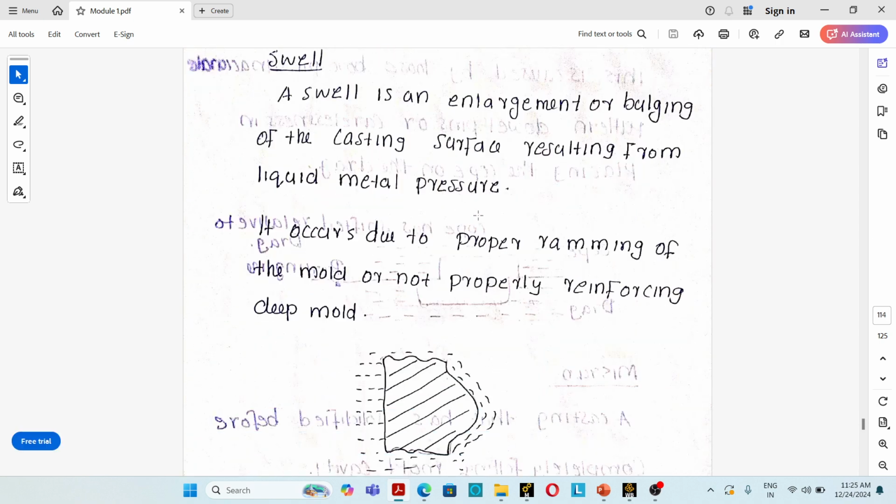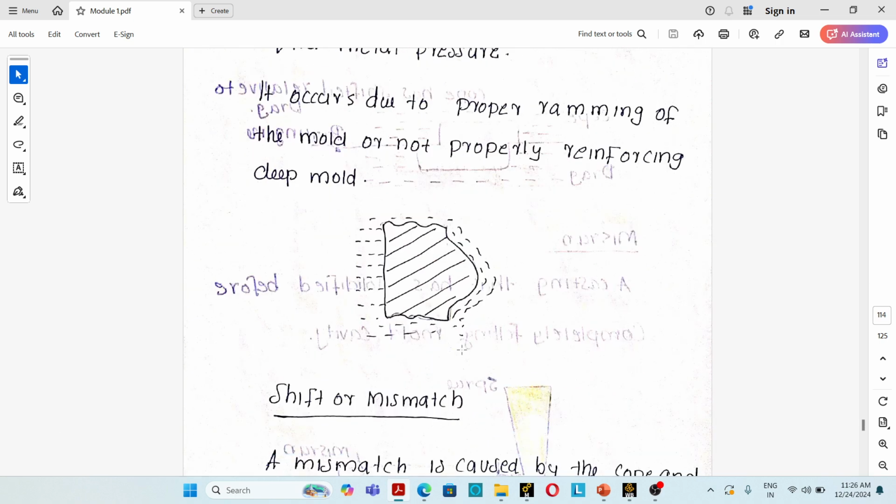Next one is a swell. Swell is defined as the enlarging or bulging of the vertical face of the casting. This is due to improper ramming, or the ramming not properly reinforcing the deep mold. Improper ramming is the main reason for swelling. In the vertical face of the casting, a bulge or enlargement appears. That is known as swell. You can see a swelled portion of the casting here.